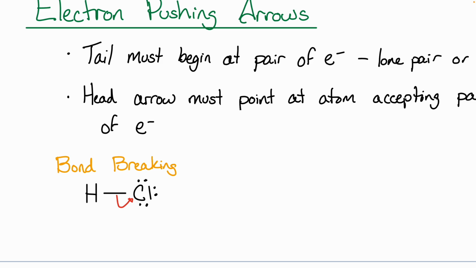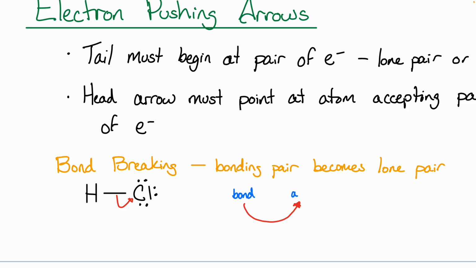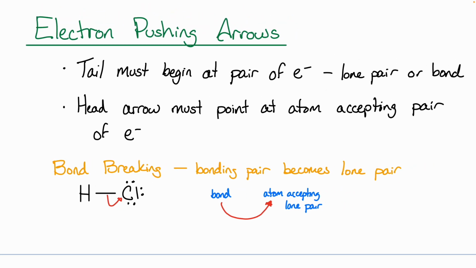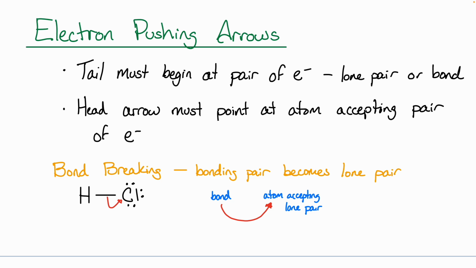When a bond breaks, that pair of electrons has to go somewhere, so it goes from being a bonding pair to now just a lone pair. So bond breaking means a bonding pair becomes a lone pair. The tail of my arrow here is then sitting on that bond. And again, the head of the arrow is at the atom accepting that lone pair. Okay, so that's how we illustrate a bond breaking in organic chemistry. That pair of electrons has to go somewhere. It's going to become a lone pair.